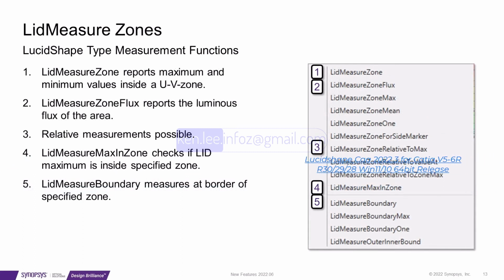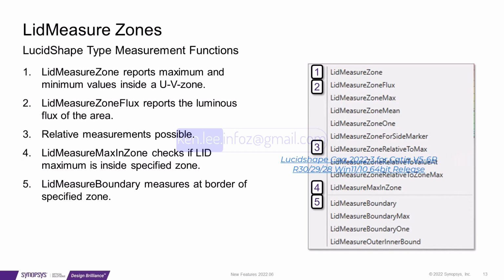In the lit measure zones section, you can scan areas or boundaries. For example, lit measure zone reports the maximum and minimum values of an area inside a UV zone, whereas lit measure zone flux reports the luminous flux of the area.